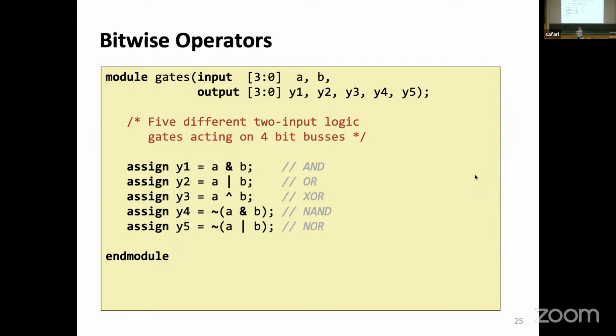So if we have A and B and they're equal, and we're doing A and B, when we assign y1, do we get 1 for true, or do we get the whole vector? We get a vector. We get bit. This is a bit by bit AND of this thing.